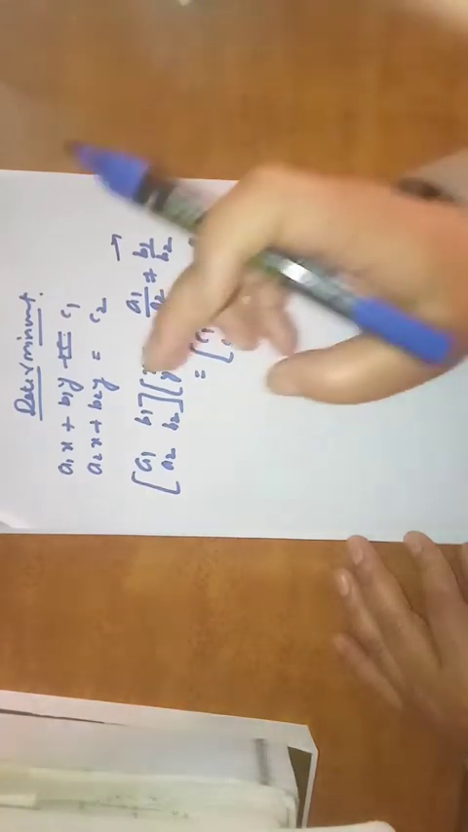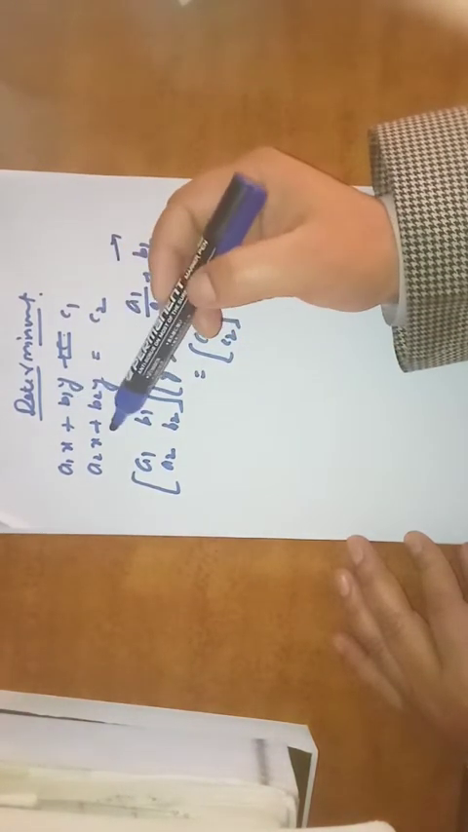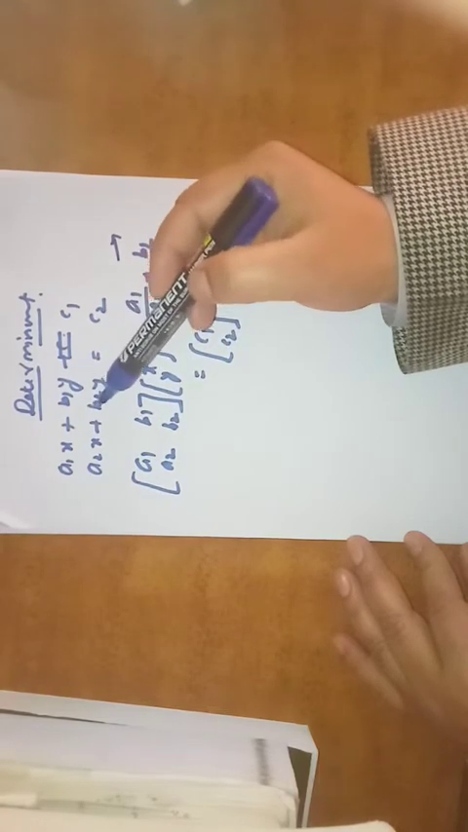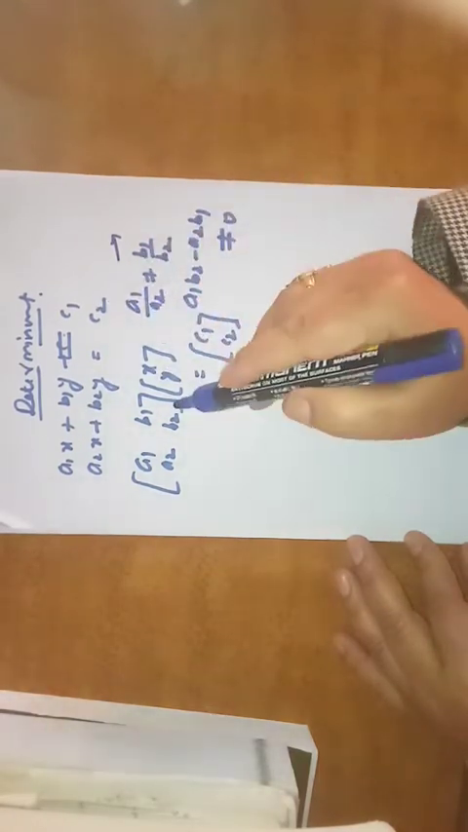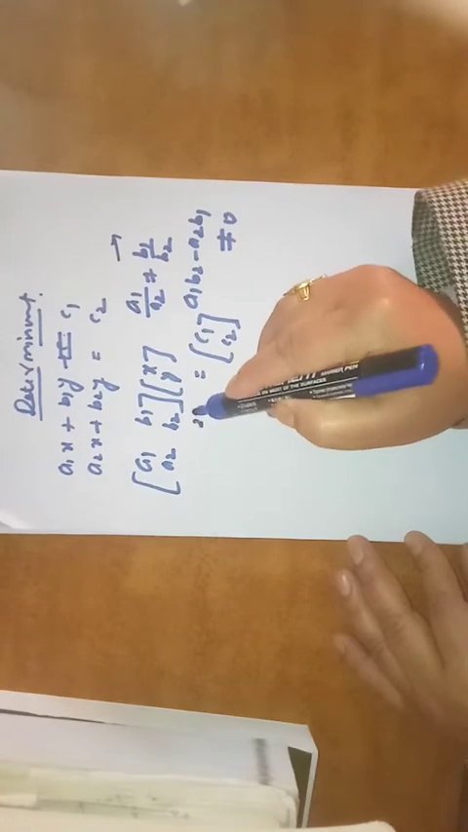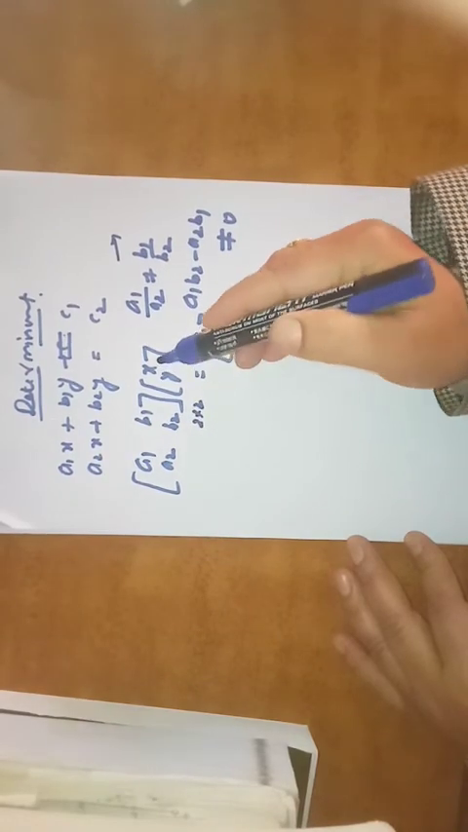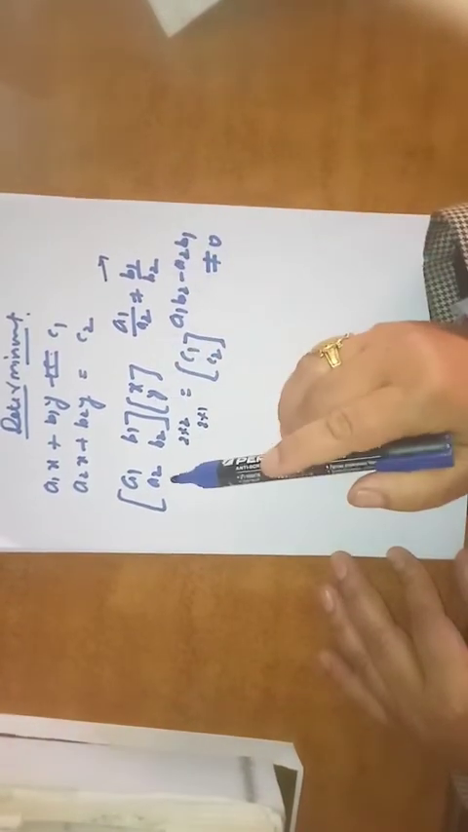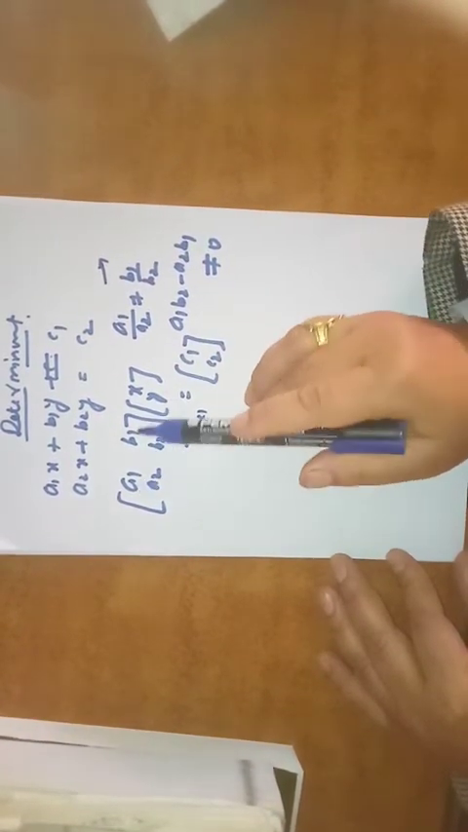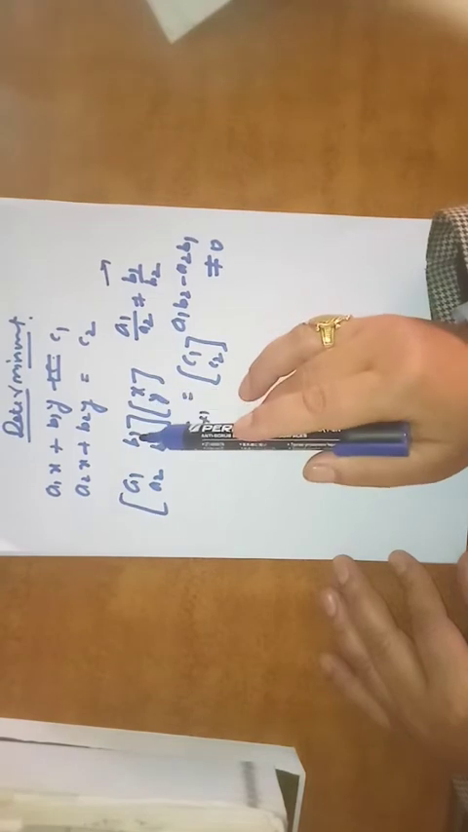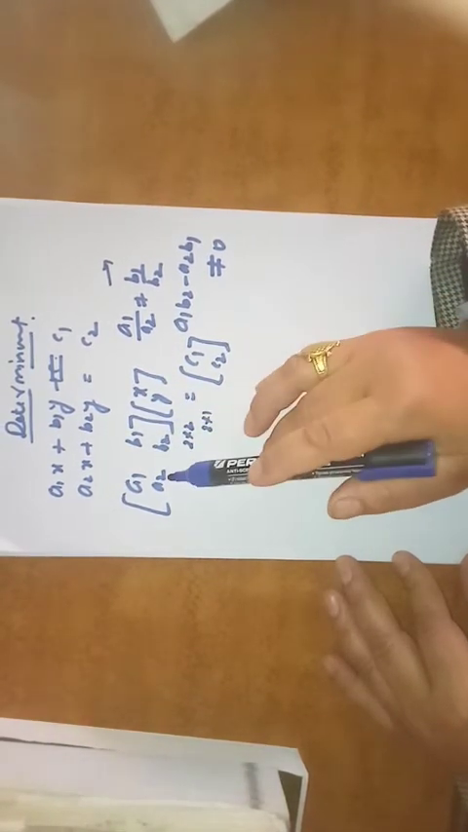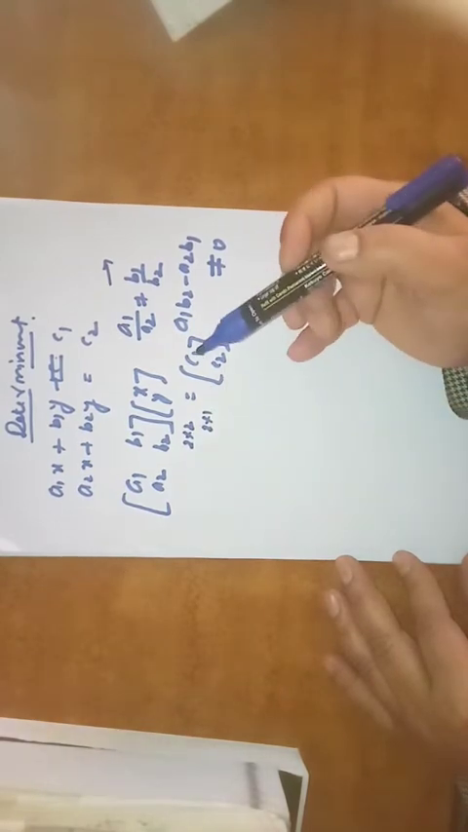If these two equations are written in the form of matrices, the coefficient of x is a1 a2, the coefficient of y is b1 b2, and because the order of the first matrix is 2 cross 2, the next matrix should start with 2 cross 1. If you take the product, first row, first column, it comes a1x plus b1y equal to c1. Second row, first column, a2x plus b2y equal to c2.